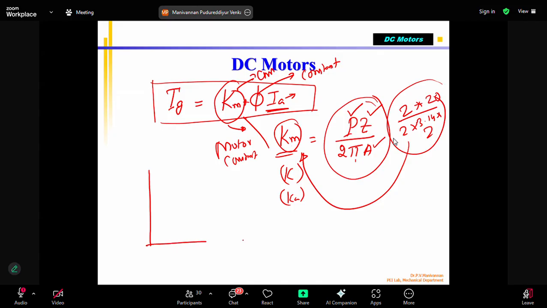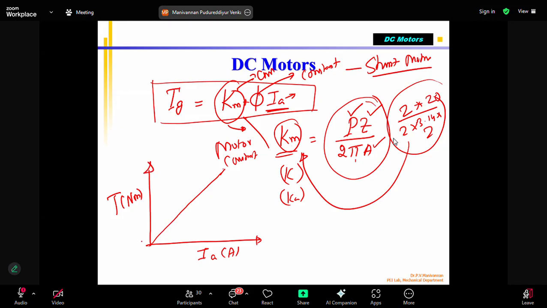So the x-axis is IA, the armature current in amps. The y-axis is the torque in Newton meter. Okay, you will see that this is for the shunt motor. Note down. Next, today we are going to see the series motor. So the torque will be something like this. Say for example, 0 to 100 Newton meter, and the current varying from 0 to say 10 amps. You see that the curve is linearly increasing. This is TG, subscript G.